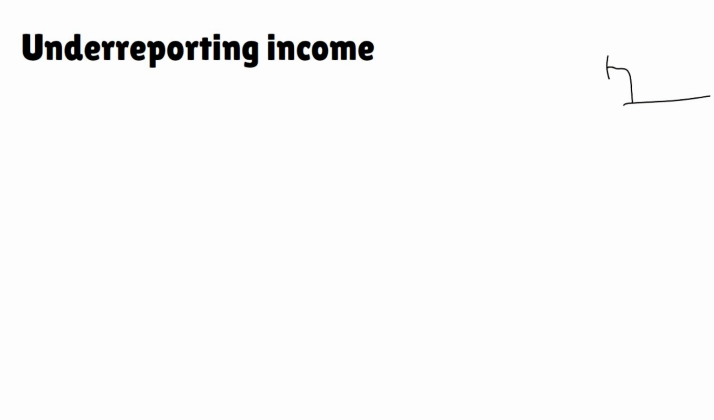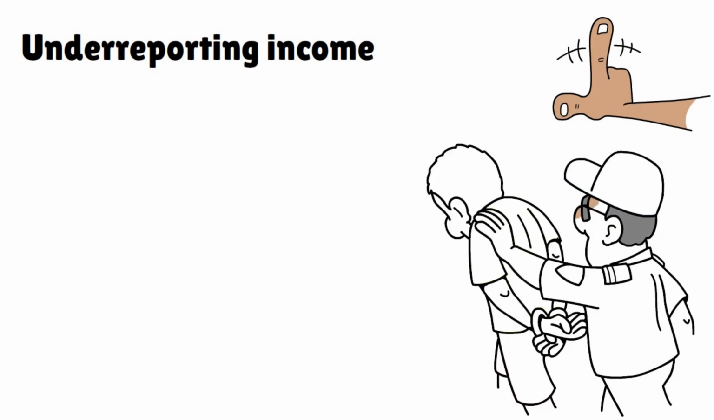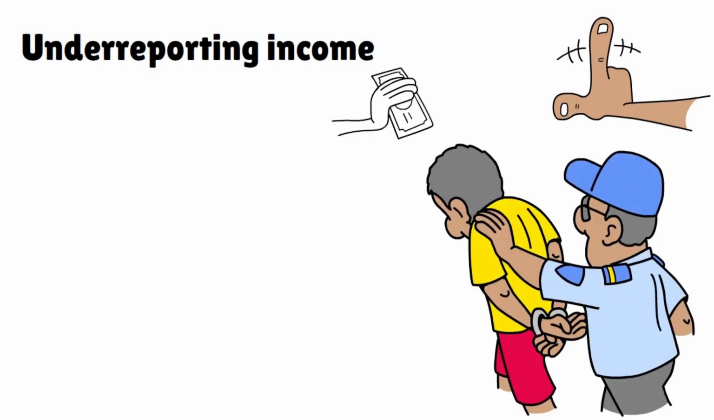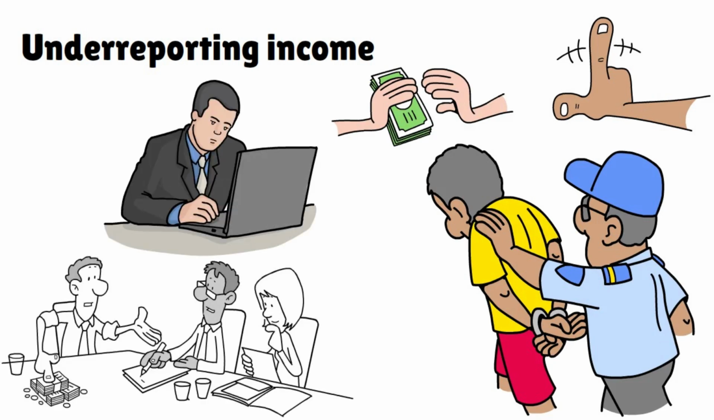Underreporting income. Underreporting income involves deliberately not reporting all earned income on tax returns to reduce tax liabilities, which is illegal and punishable by law. This can include unreported cash payments, income from freelance work, or earnings from investments.